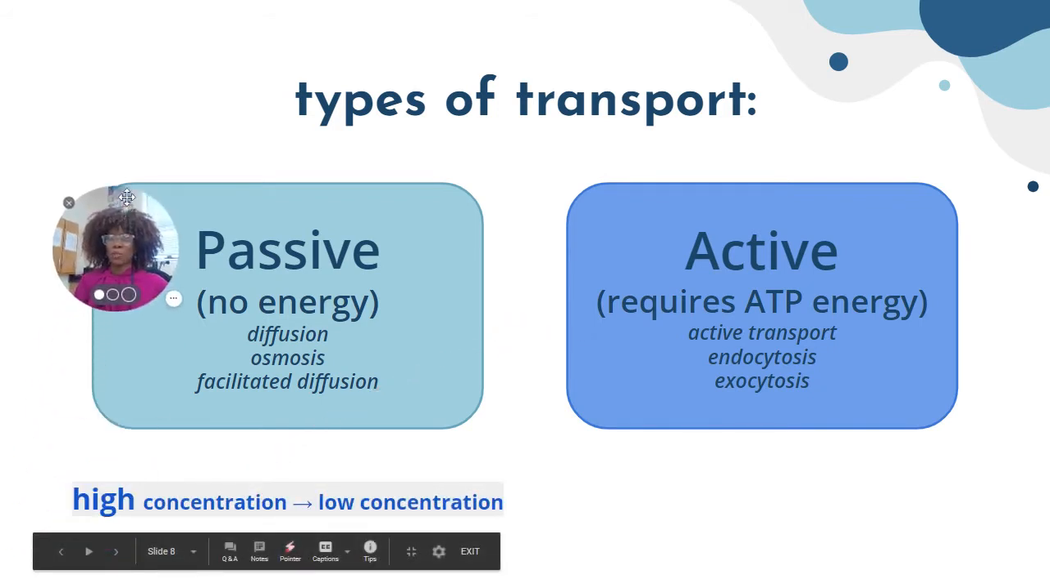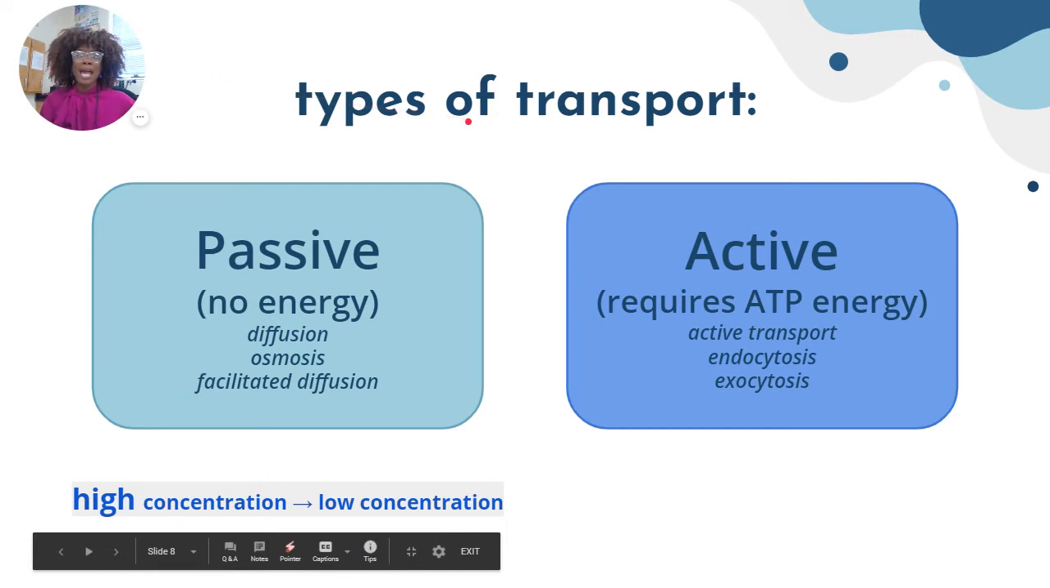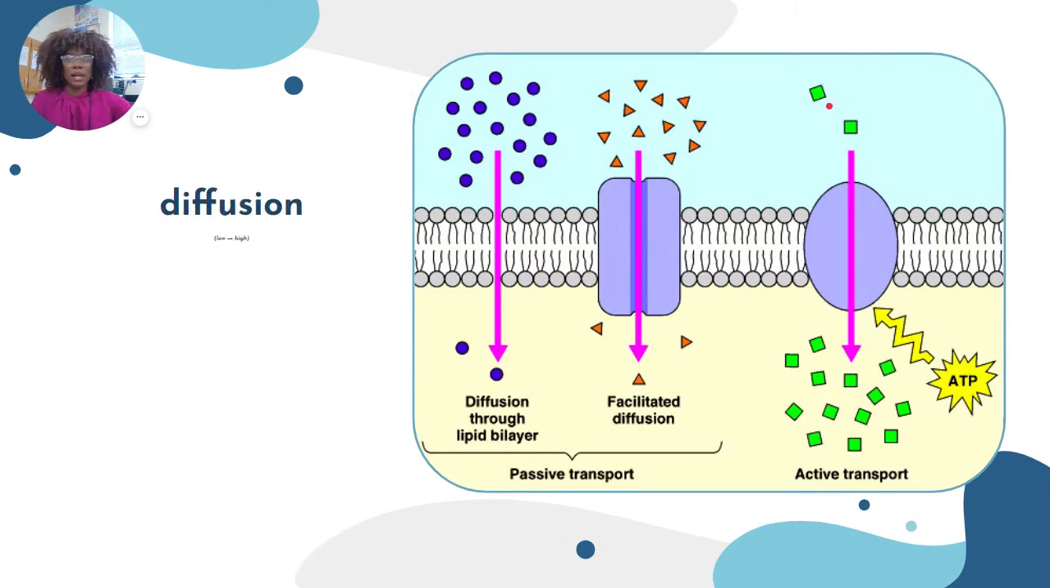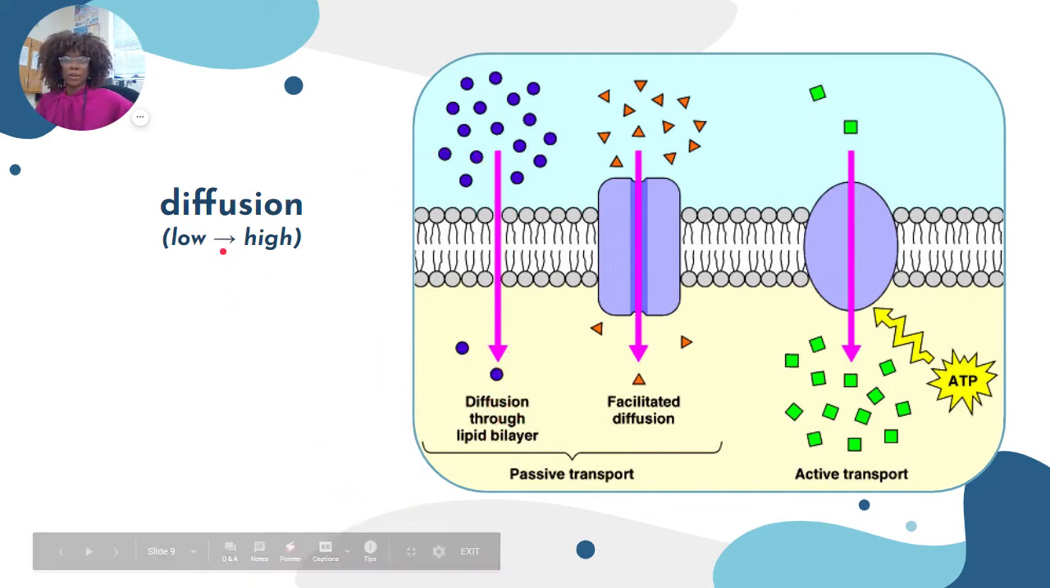So again, passive transport is from high to low, and active transport is from low up to high. Okay, passive, high to low. Active goes from low to high. So here's what that might look like. So diffusion, again, is from low to high. So as you can notice, that's the other way around.